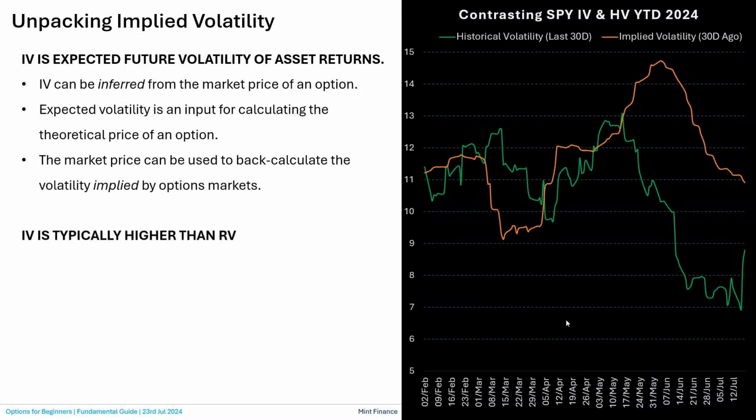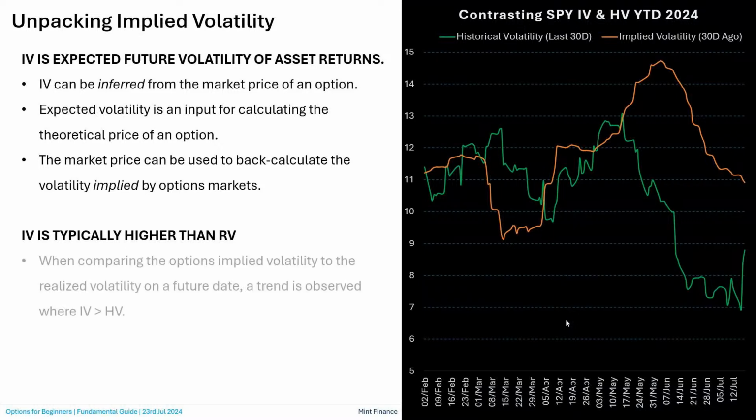What you see on the right is a chart that shows the contrast, the difference between the historical volatility and the implied volatility. In the previous chart, the blue line that you saw was the historical volatility. In this case, this is over 30 days. What we've contrasted that with is the implied volatility 30 days ago. So 30 days ago, what did options markets tell us that the volatility would be today? That's essentially what this chart is showing us.